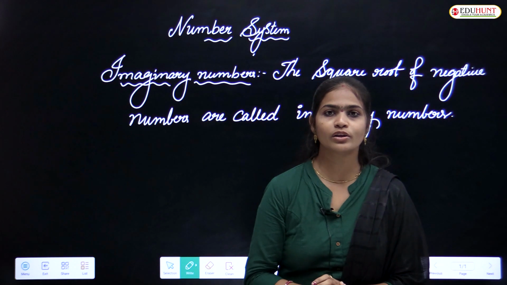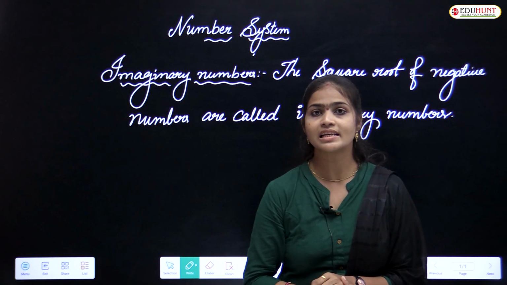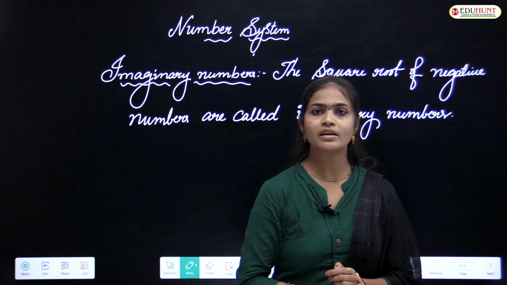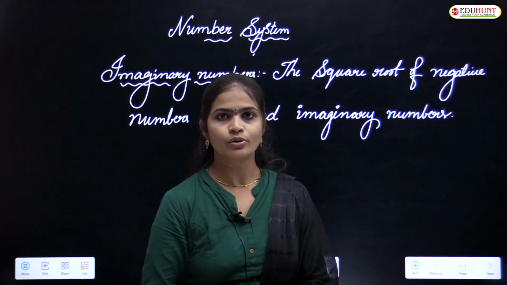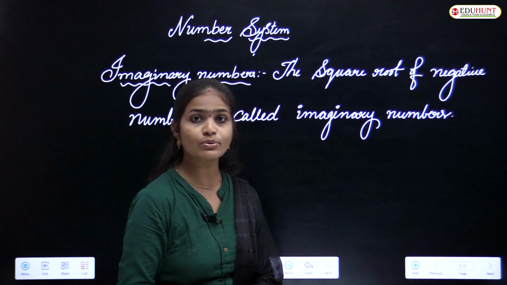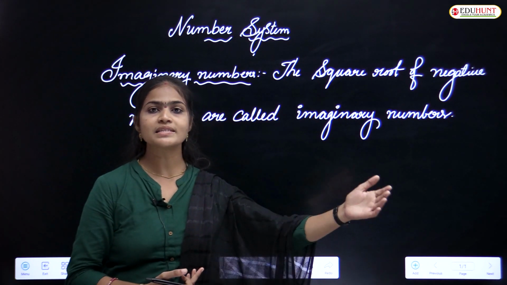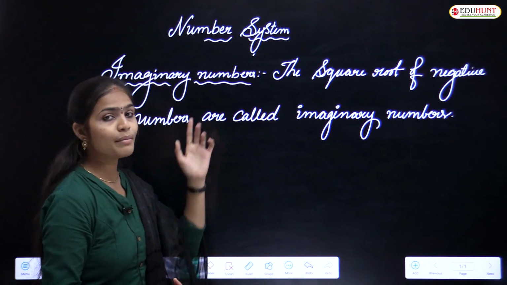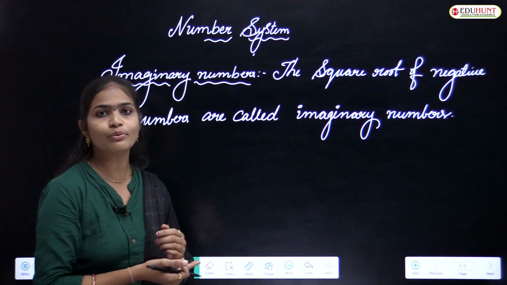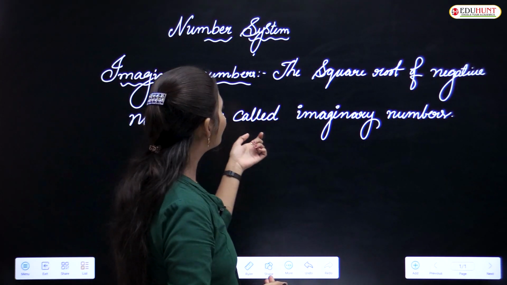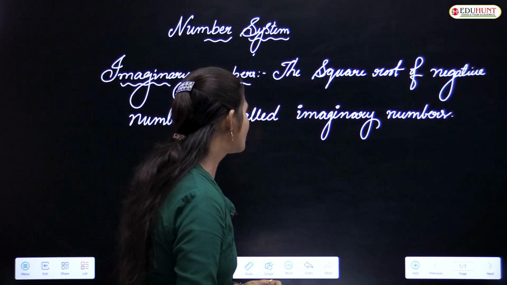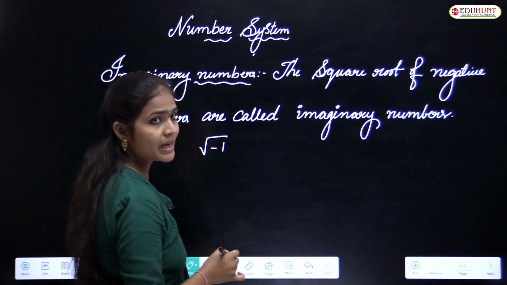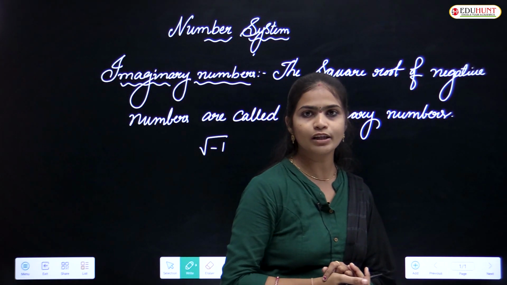Coming to real numbers, I told you that in real numbers we can observe rational numbers and irrational numbers. In irrational numbers we can observe the square root of positive numbers, like square root of 2, square root of 5, square root of 3, square root of 7 and so on. 2, 3, 5, 7, 11, those are all positive values. But imaginary numbers means the square root of negative values. So we can simply write square root of minus 1, square root of minus 2, square root of minus 3, negative values.